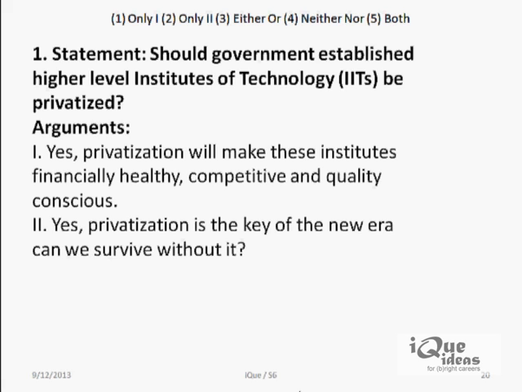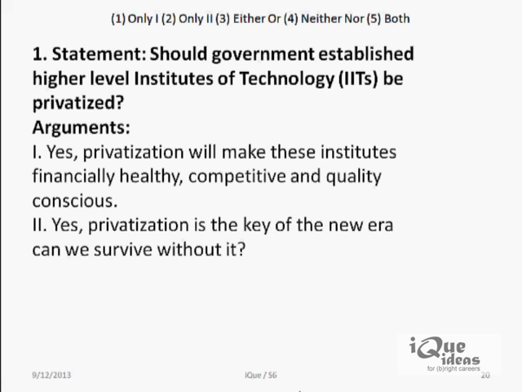If you remember the rules of statements and arguments, then you will understand that this is an argument based on sound logic. And why is that? Because it is a universally acknowledged fact that privatization does make an organization financially healthy, competitive, and quality conscious. And hence, the first argument can be considered a strong one.